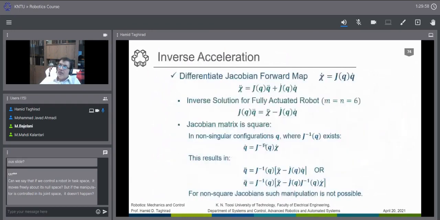emphasize the inverse problem in the acceleration as well, because I went through this very fast. The inverse solution in the differential kinematics is either a pseudo-inverse or an optimization problem. But if we go to the acceleration of the robot, then if we differentiate from that, a J dot comes into the picture. Remember this equation. We will use that in the control part.